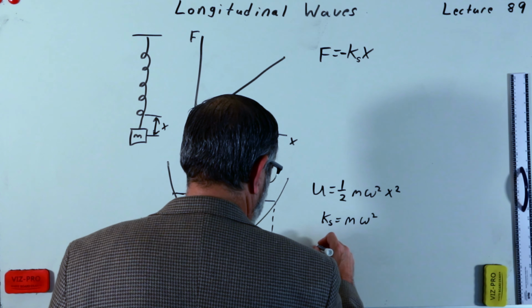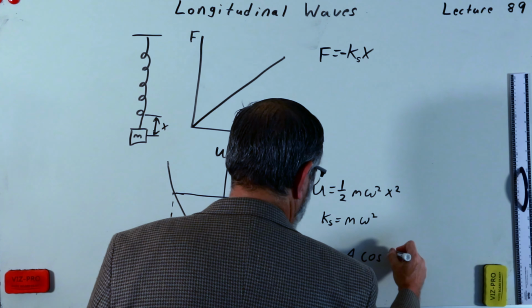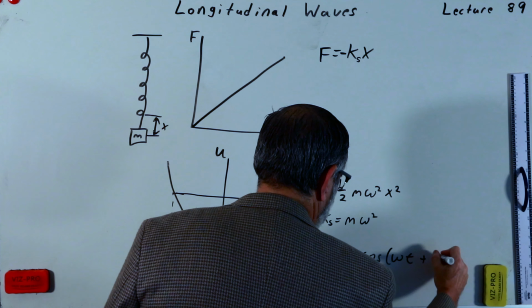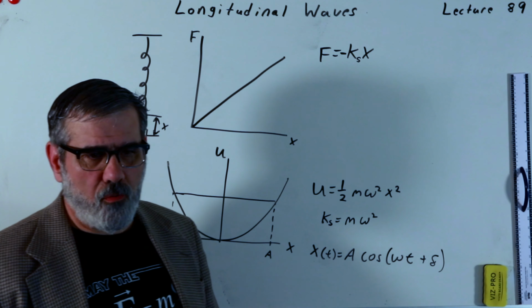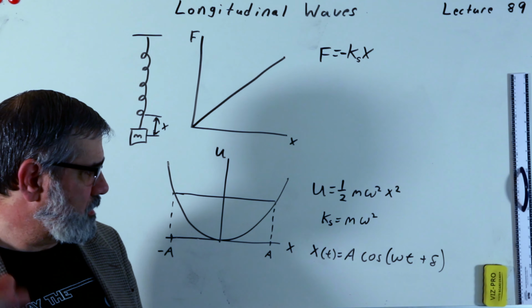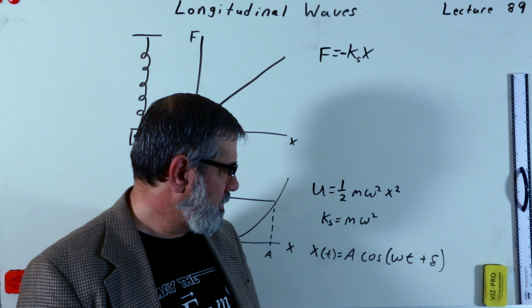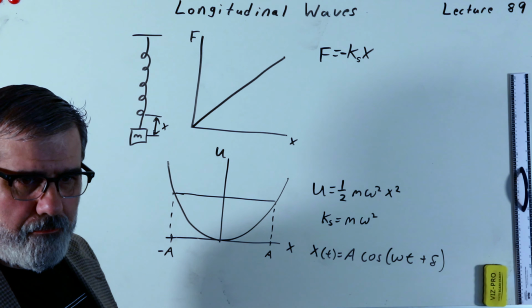The x position of this as a function of time would be the amplitude times the cosine of omega t plus some phase constant delta. This would depend upon the initial conditions. If we just started from some fixed position, amplitude A, and released it, delta would be 0 at t equals 0. So you remember all of this.